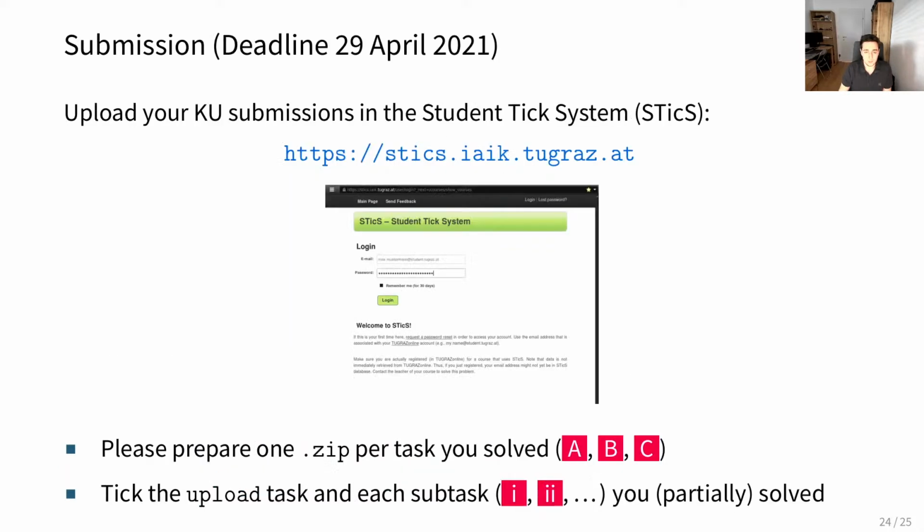Okay, so the deadline for this first task is the 29th of April, 2021, so it's in a bit more than a month. Please upload your submissions to the STIX system. This is essentially 1 zip file per task. And please also tick the tasks which you solved, or partially solved, at the end.